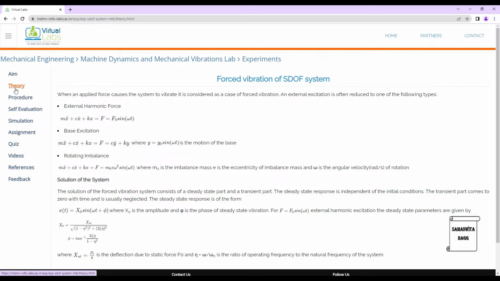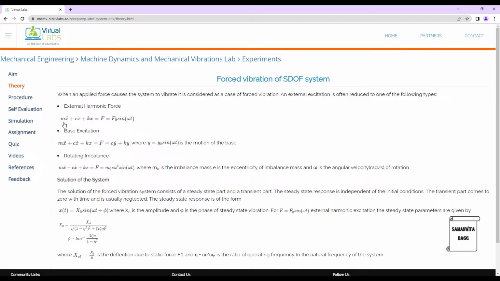We are now in the theory section. Let's see what's given in the theory part. When an applied force causes the system to vibrate, it is considered a case of forced vibration, and external excitation is often reduced to one of the following types. The first excitation that could be given is an external harmonic force. We are all aware of a simple harmonic force wherein a constant amount of force in the form of a sine wave or a cos wave is continuously given to the system.